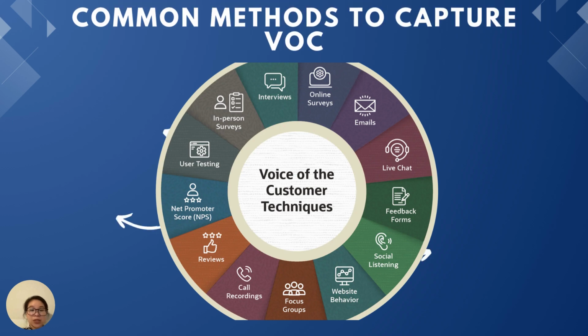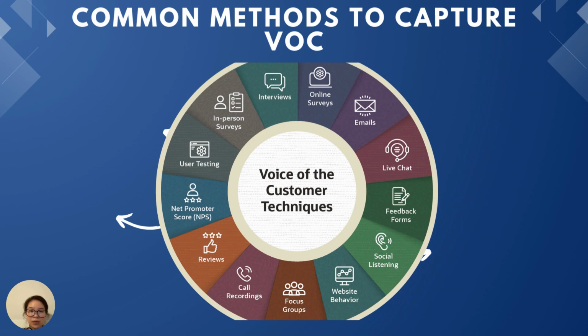There are several ways to capture VoC, and combining multiple sources gives us a clearer and more reliable picture. So I'll just explain some of the main methods that you can see in this chart. First we will talk about surveys, or online surveys, as you can see here. A survey is the most direct way to ask customers how satisfied they are. These can be structured with rating scales or open-ended questions.